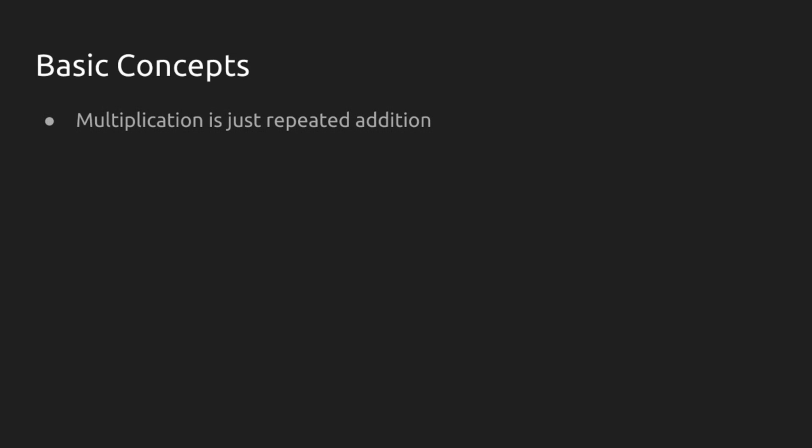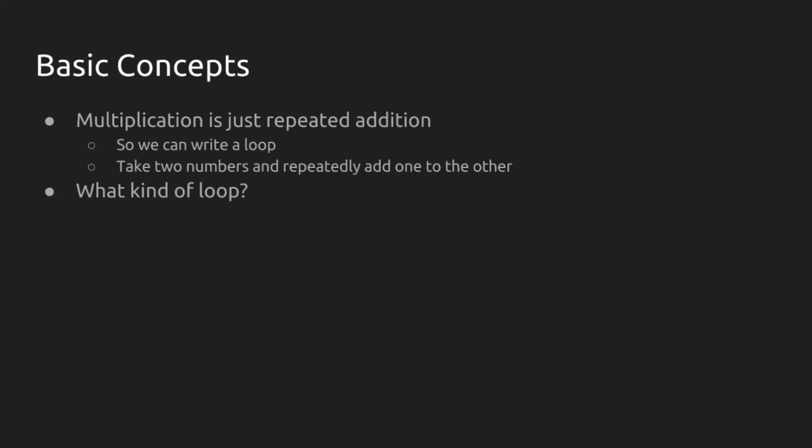So we'll start from the premise that multiplication is just repeated addition. And if that's true, then we can write a loop that just uses the addition operator to create the effect of multiplication. So we can take two numbers and repeatedly add one to the other. We might ask, well, what kind of loop do we want? We now know of a while loop and a for loop, so which one is appropriate in this case?